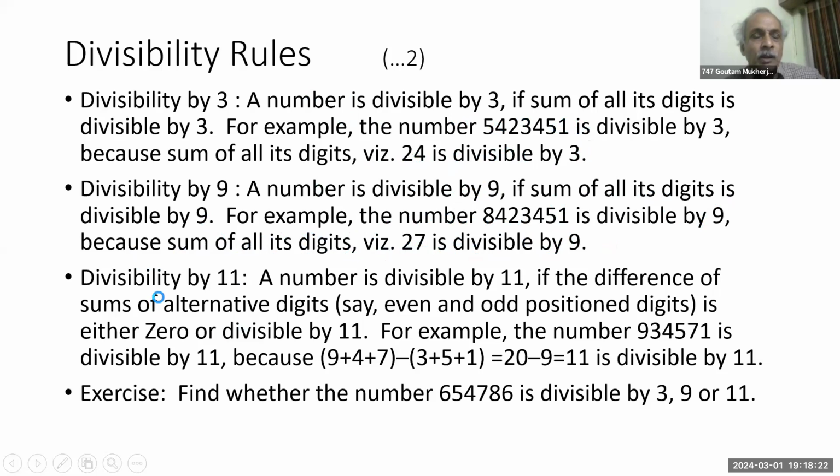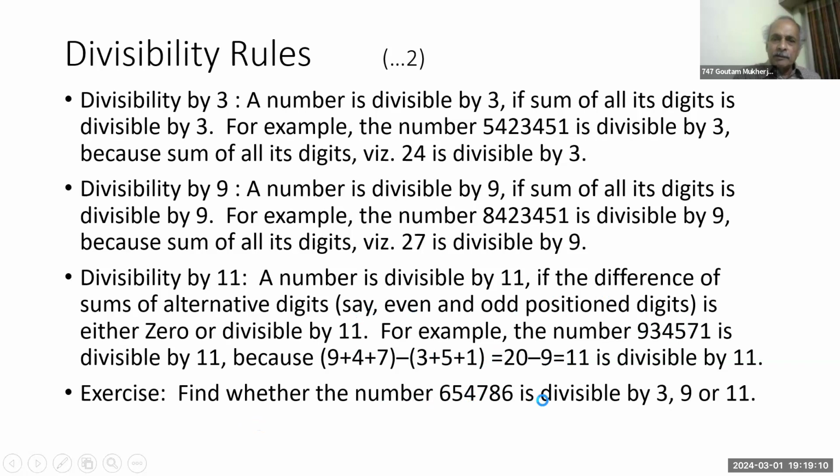It's 3 and 9. Divisible by 11. A number is divisible by 11 if the difference of sums of alternate digits, say even and odd position digits, is either 0 or divisible by 11. For example, this number is divisible by 11 because alternate even position digits minus alternate odd position digits, if we add up, is equal to 20 minus 9, which is 11. It could also have been 0, or 11, or 22. That difference should be divisible by 11, then only the large number will be divisible by 11.